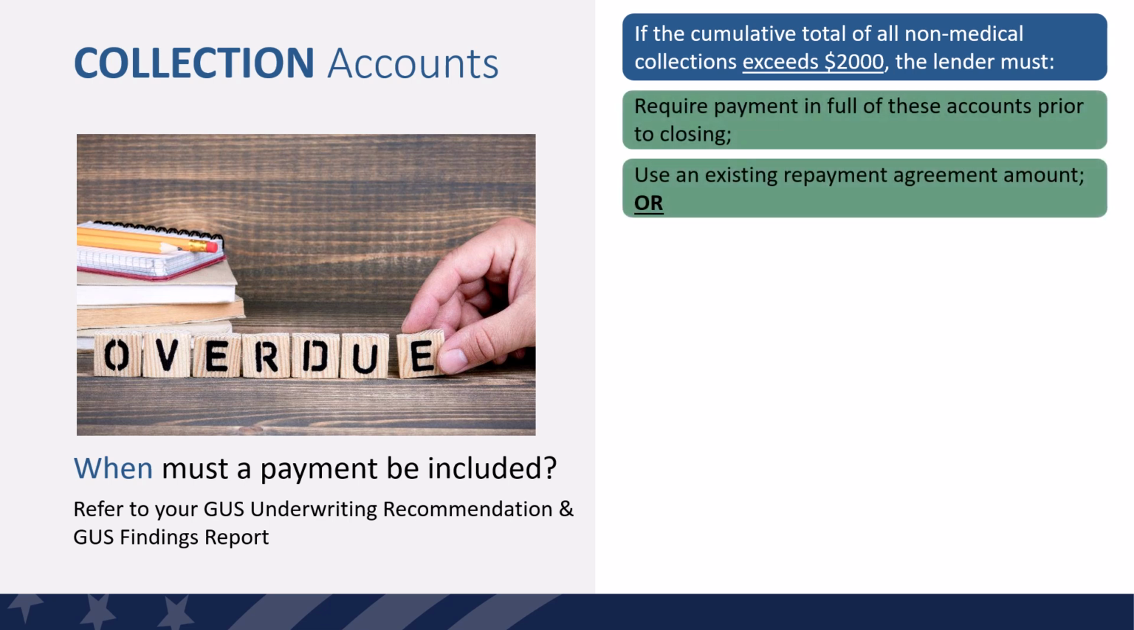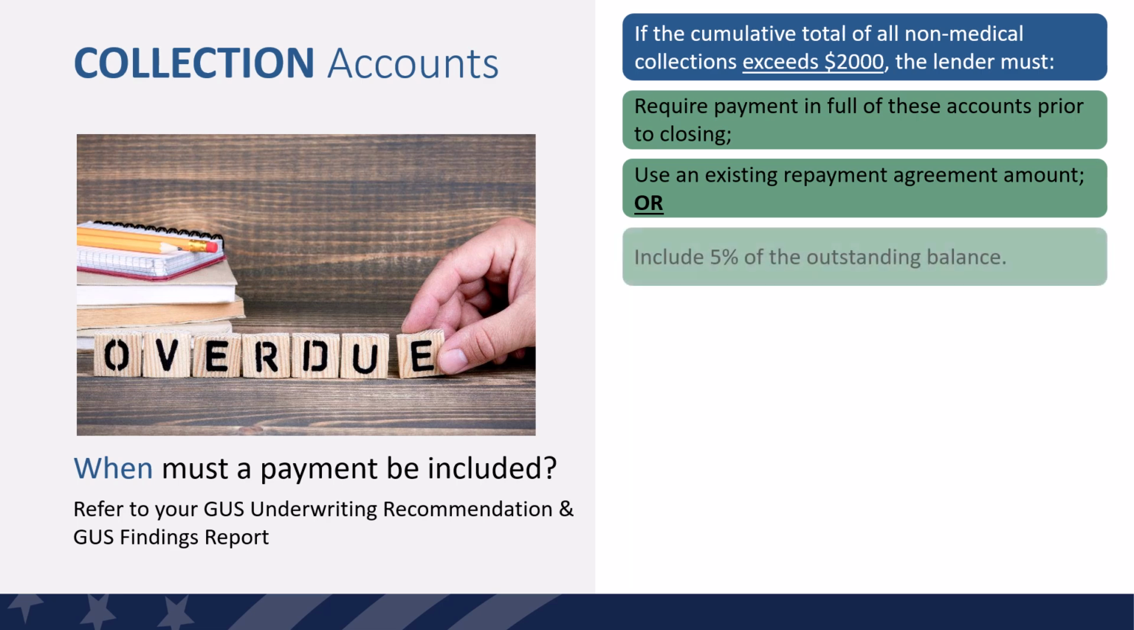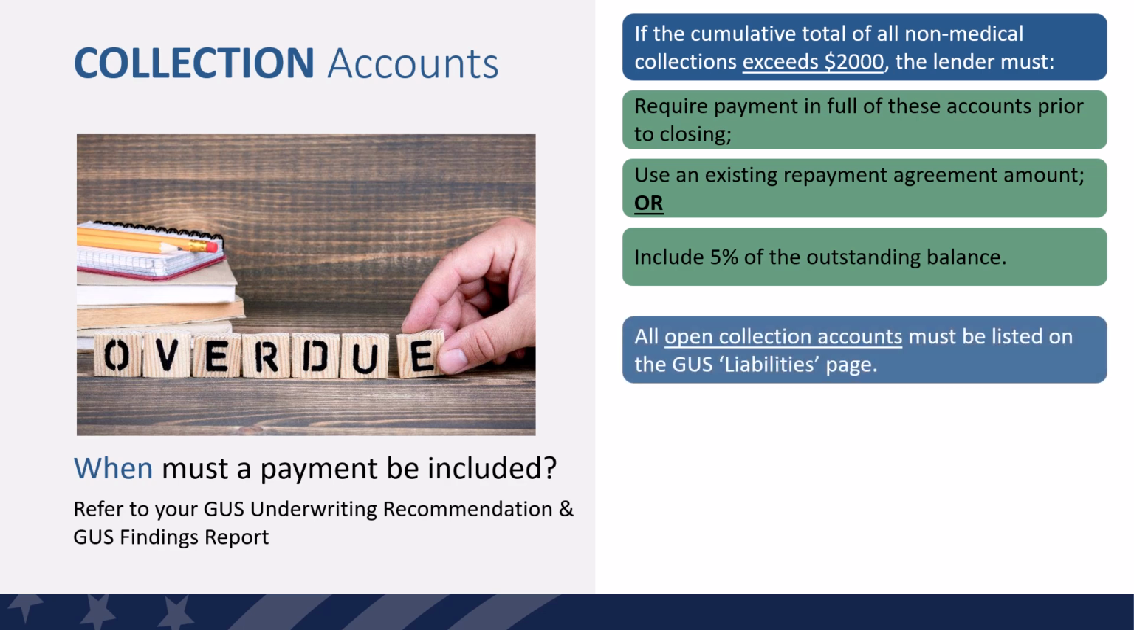2. Use an existing repayment agreement or require payment arrangements be made with documentation from the creditor and include the monthly payment, or 3. Include 5% of the outstanding balance as a monthly liability amount. No further documentation is required when using this amount. All open collection accounts on the credit report must be listed on the GUS Liabilities page.